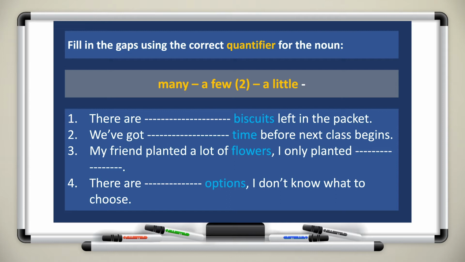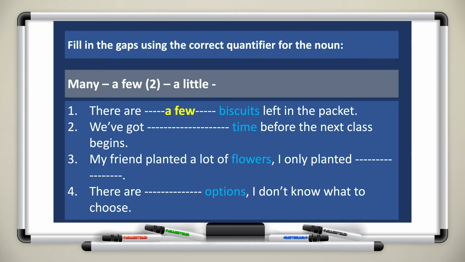1, there are dash biscuits left in the packet. 2, we've got dash time before next class begins. 3, my friend planted a lot of flowers. I only planted dash. 4, there are dash options. I don't know what to choose. So think about it, take a look at the noun and choose the correct quantifier.